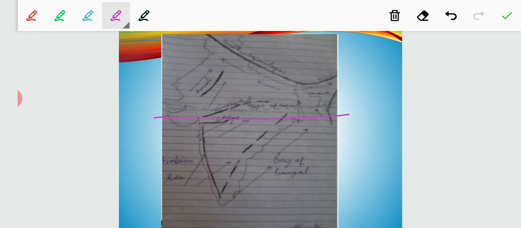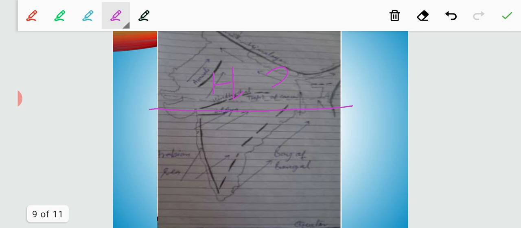So as a result, the Indian landmass will have a high pressure and the Indian Ocean will have a low pressure. Here it will have a low pressure. So winds are coming from the Indian landmass to the Indian Ocean. So what is the resultant of it? These are dry winds. They don't have any sort of moisture content, so the rainfall activities are not there.